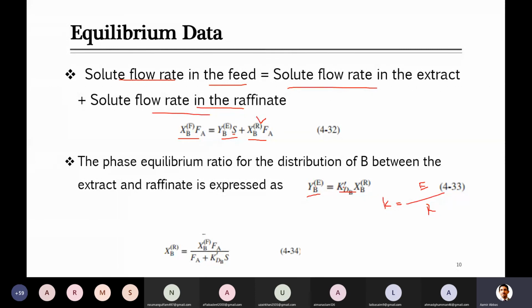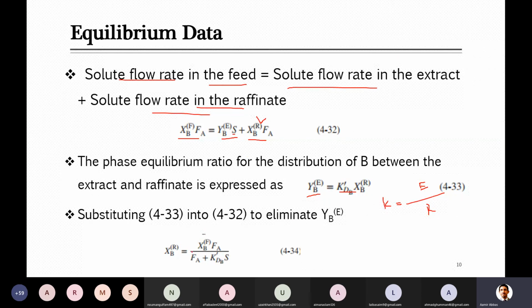So what we can do here, from here we can just get the value of Kd is equal to yb over xbr, and you just put it in this equation and rearrange the equation. Please do these 2-3 mathematical steps and you will rearrange the equation to get xb, the mass ratio of component B in the raffinate phase. This will provide you the ratio of how much B is still not extracted because it is part of the raffinate. So this formula will help you to calculate this.